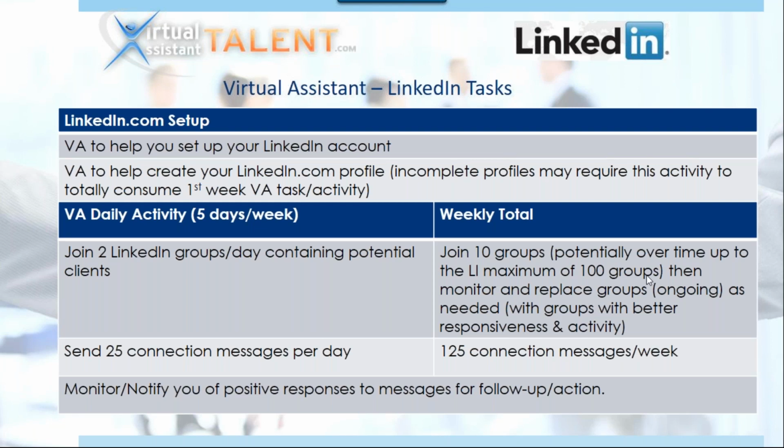So here, one of the activities that I have my virtual assistant do, and that you can also do, is to send connection messages for you on a daily basis, 125 connection messages per week if you follow that. And if you just get a very small percentage of people responding to you, that's anywhere from 35 to 50 new prospects that you can get out of that. And then once you're sending these connection messages out to people and they're connecting with you, the VA can monitor and notify you of positive responses.